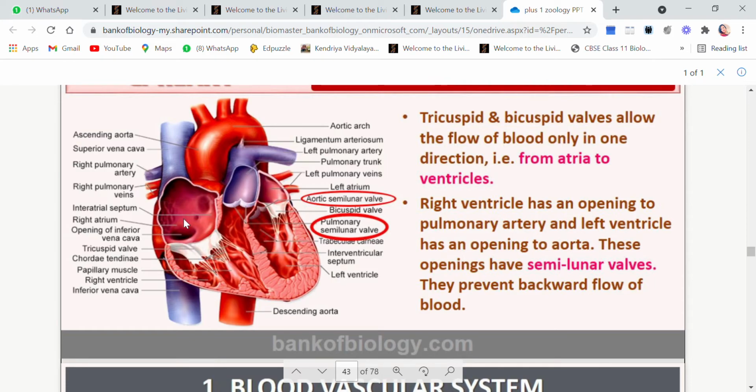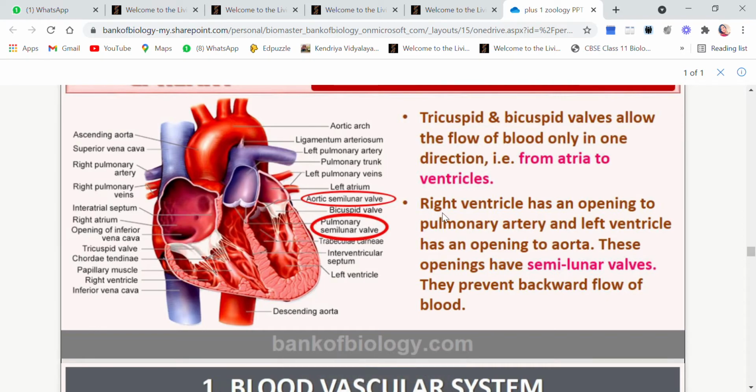So the flaps, in tricuspid there are three flaps, in bicuspid there are two flaps. So as the blood from auricles enters the ventricles, the flaps will spread out, and they will close the valve, and they will prevent the backflow of the blood from ventricle to auricles.